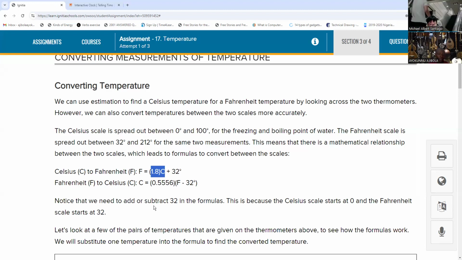So notice that we need to add or subtract in the formula. This is because the Celsius scale starts from 0 and Fahrenheit starts at 32. So we're going to make use of this in some of our questions, okay?